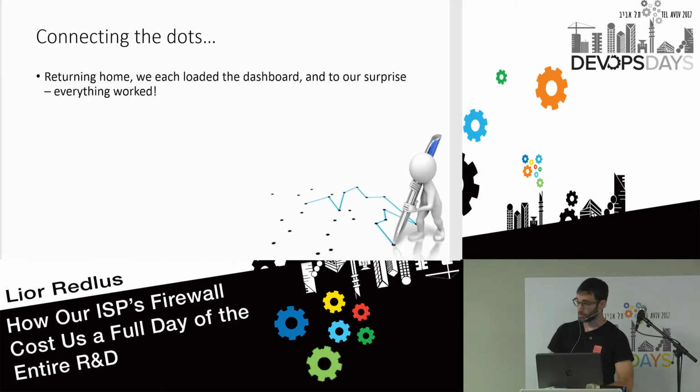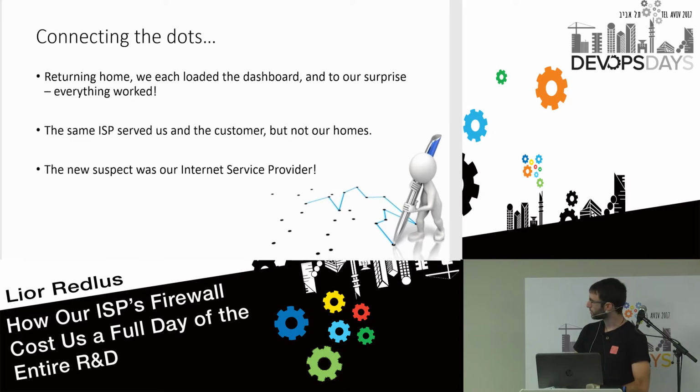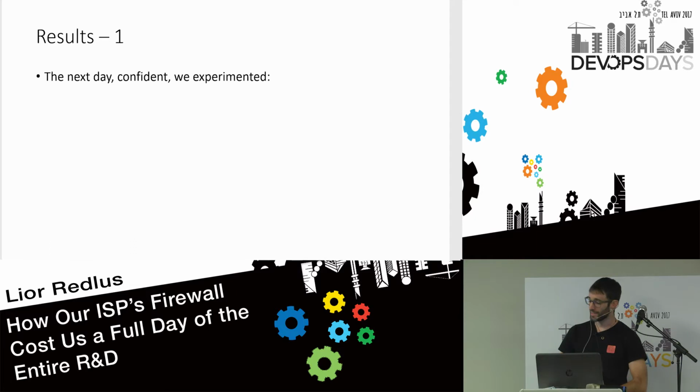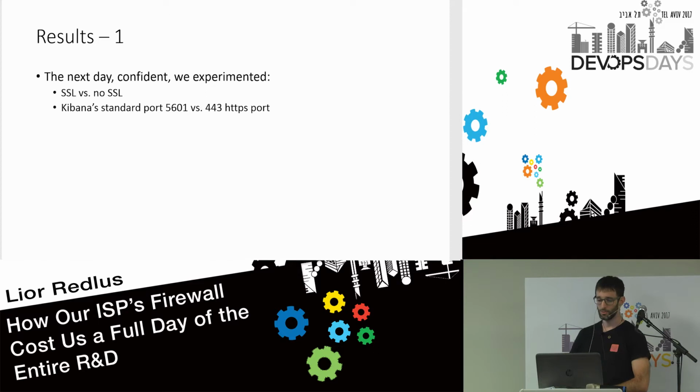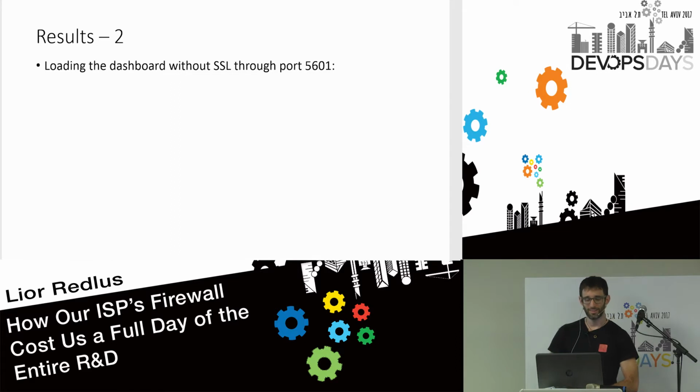But connecting the dots, we returned home, and we found out that all the dashboards suddenly loaded when we tried this, each and every one of us from our homes. The thing is, the same ISP was serving our customer as in our offices, but not at our homes, which turned out to be our new suspect. So returning the next day, we tried to experiment with SSL vs no SSL, Kibana using its standard port vs port 443, and tried to add the Kibana CNAME to Cloudflare. And the results were staggering. I only have one screenshot of this.